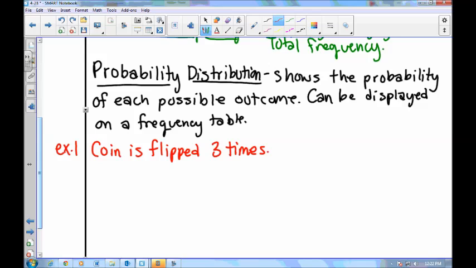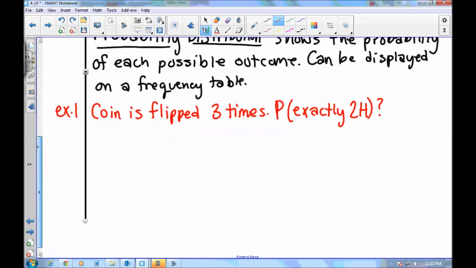We're going to write the probability distribution. What was the question again? What is the probability that exactly 2 heads will occur? Well, we're going to flip the coin 3 times. 1 coin flipped 3 times. So let's make a list of all possible outcomes.